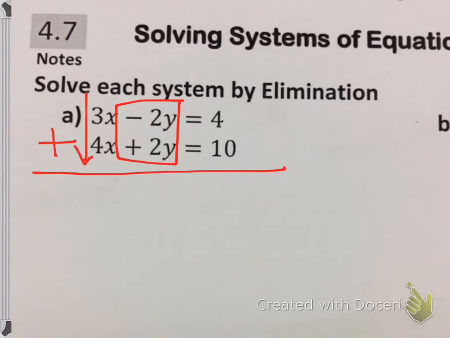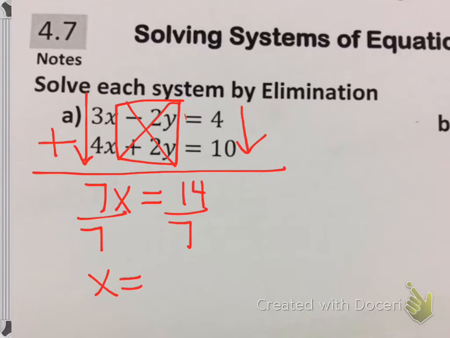So right here, when I do 3x plus 4x, I get 7x. Right here, the y's cancel each other out. And then over here, 4 plus 10 is 14. Now I'm going to divide both sides by 7 to solve for x, and I get x equals 2. Now, just like the last 2 days worth of notes, in order to actually have my solution, I need an ordered pair in the form x comma y. Right now I only have an x value, so I have to take that x value and substitute it back up into one of my equations up here in order to find my y value.